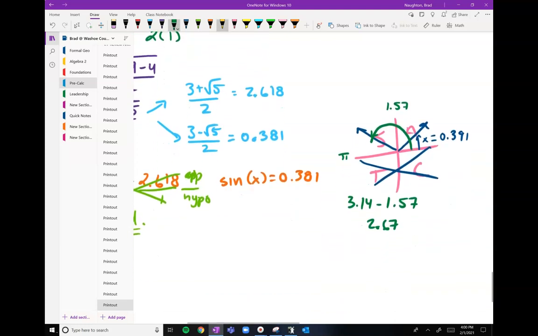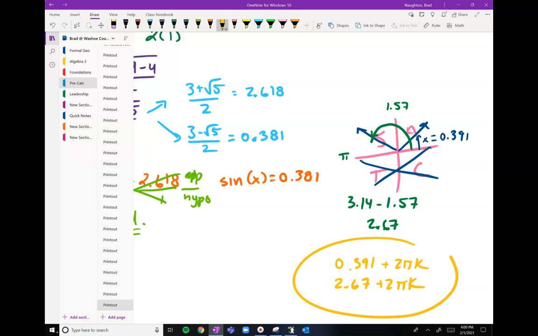And clearly those don't match on top of each other. So I'm going to get 0.391 plus 2 pi k. And then I'm going to get 2.67 plus 2 pi k. And those are your answers.